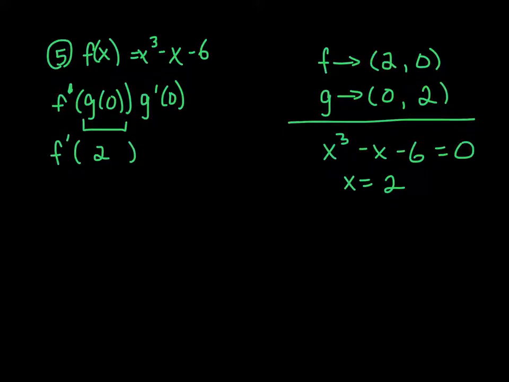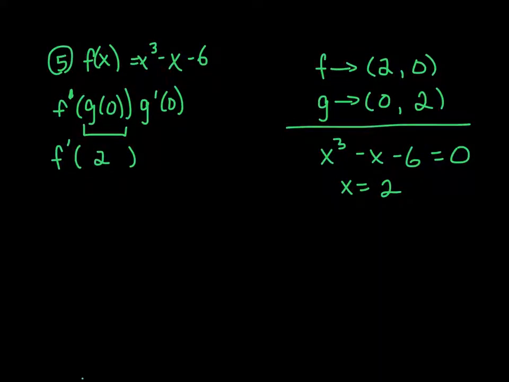Now let's look at g prime of 0. I know that g prime of 0 is equal to 1 over f prime of 2, because that's the rule for the inverse. You just make those parentheses a little bit bigger. Then I'm obviously going to have to find f prime, and I'm going to plug in 2.